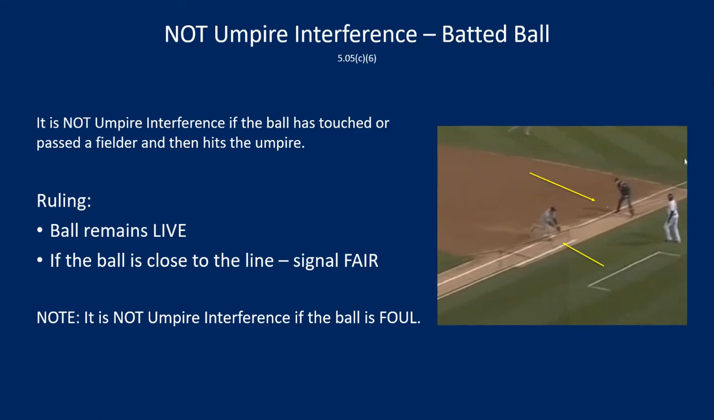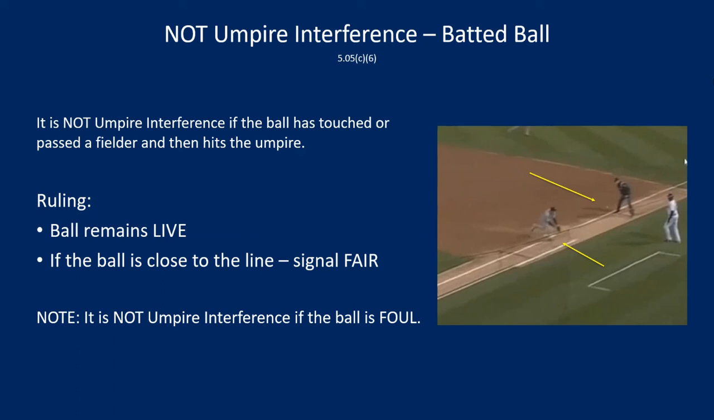We're going to take a look at a couple of situations where a batted ball does hit our umpire, and it is not interference as well. So it's not umpire interference if the ball has touched or passed the fielder and then hits the umpire. If this happens and the ball is foul, it's just foul. So if the ball went past the first baseman in foul territory and hit our umpire, it's foul. But any situation where the ball is fair, if it's already passed or been played by a fielder or is deflected, the ball remains live.